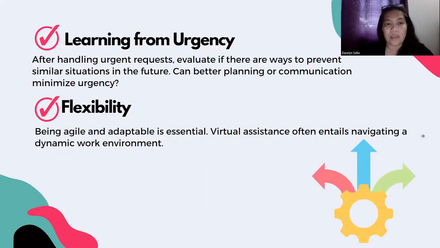Next is learning from urgency. After handling urgent requests, evaluate if there are ways to prevent similar situations in the future. Let's say, for example, this could have not happened if we planned it better. Something like that. Or communication on how to minimize urgency. What should we do better next time to actually avoid urgency? So you have to learn from your past urgency.